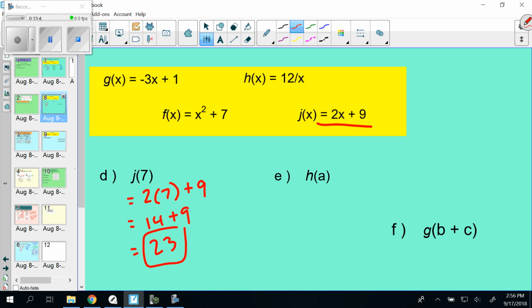Now on E, it starts being a letter here. It's a different letter. It's not a number, but the process is the same. Look at where the function is, and then drop in that variable. So here's h. Okay, so h is 12 over our input, which is changing from x to a. We can't really divide 12 by a because it's a variable, so then we just leave our answer as 12 over a.